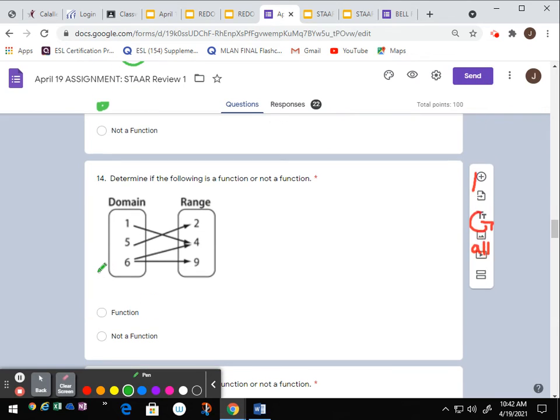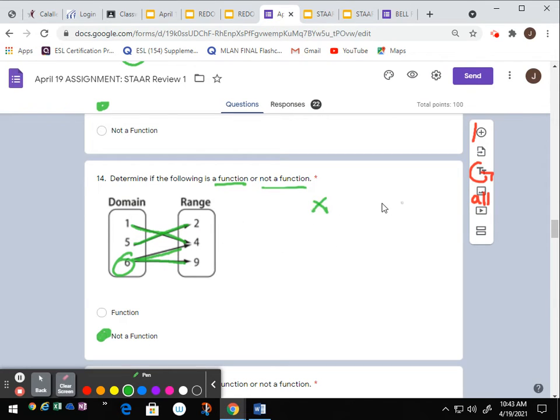Number 14, determine if it's a function or not a function. We see here 1 goes to 4, so this person gets off at 1 bus stop. That's okay. This guy gets off at 1 bus stop, which is okay. Now this guy is getting off at 2 bus stops. This is not okay, so that means not a function. We have 1 x value going to 2 y values.